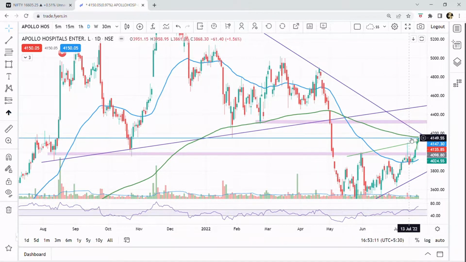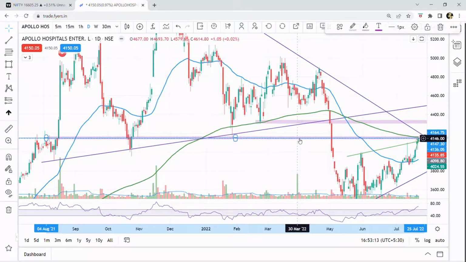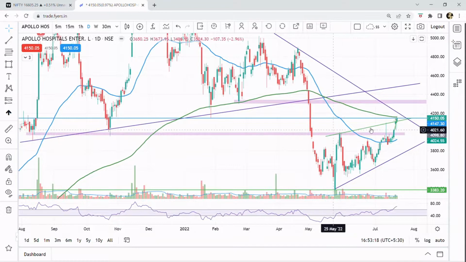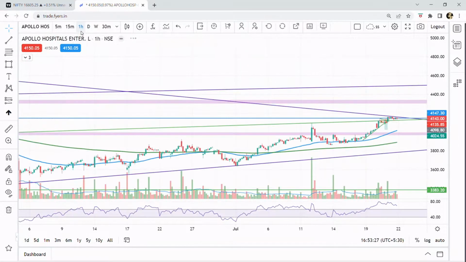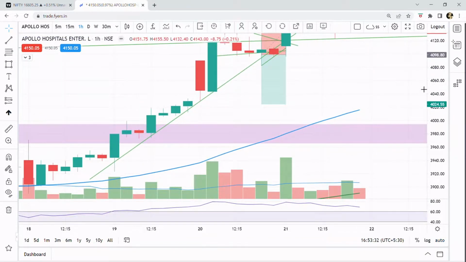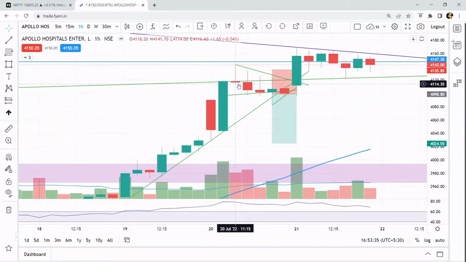Also the 200 MA was there and this trend line. One resistance, second time resistance, so it is possible that the third time it will come near this resistance and go down. So this was one reason. And on the 1 hour chart, this was the area. As you can see, inverted hammer candles were forming after this big green candle, and you can see the volume was also above average.